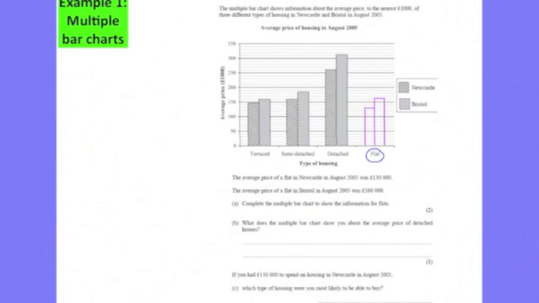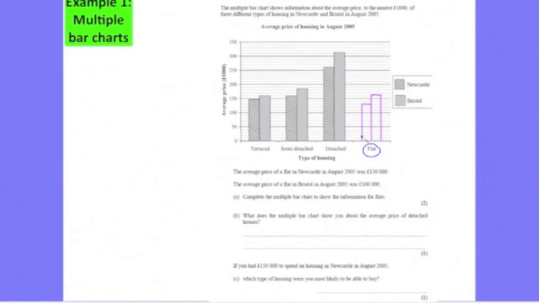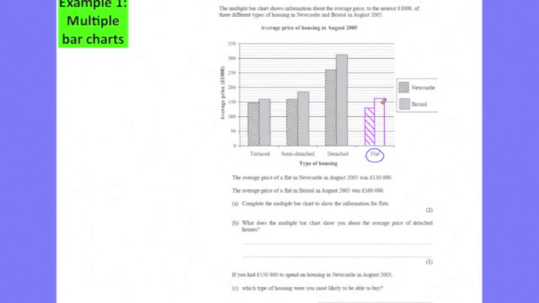We need to now make sure that we show which one is Newcastle and which one is Bristol. So across here for the Newcastle one, we're going to put some lines onto this bar, in the same way that the other bars have done, in accordance with the key that has been given to you in this question. And then for Bristol, take your pencil out and shade in the bar here. Okay, moving on to the next part now.